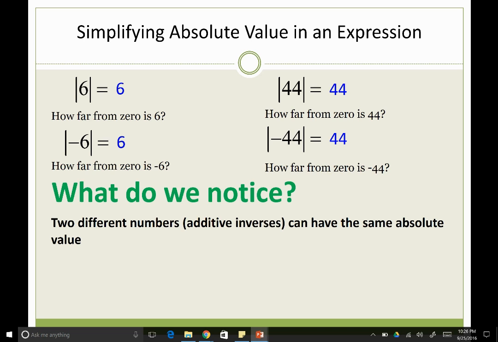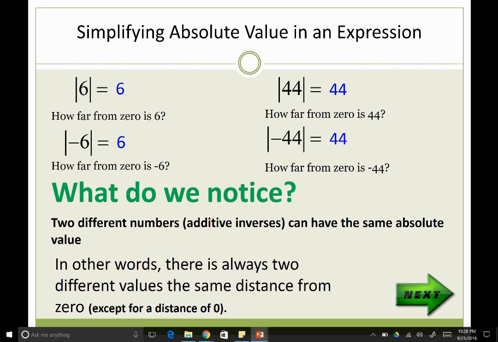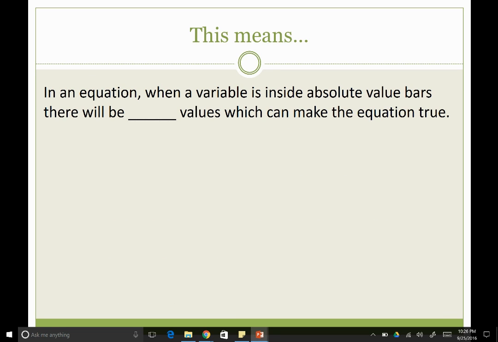All right, what do we notice? Well, we can notice that 2 different numbers, specifically additive inverses, can have the same absolute value. Well, the reason for that is because we can go 2 different directions on our number line, right? We can go to the left and we can go to the right. So it's possible to have 2 different numbers that have the same distance away from 0. All right. And that's exactly what you see written right there. We can have 2 numbers that are the same distance away from 0, so they'll have the same absolute value. So this means when we are solving an equation and we end up with a variable inside our absolute value bars, there is always going to be 2 values which can make the equation true.